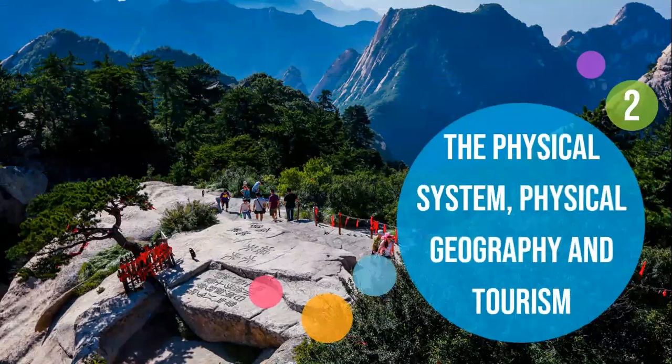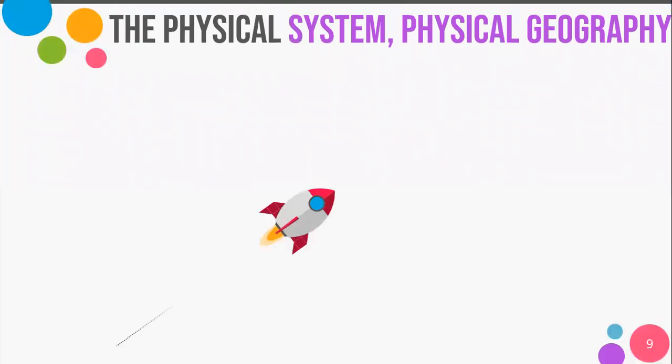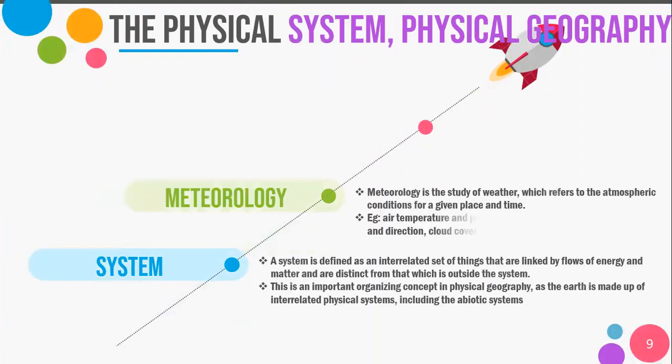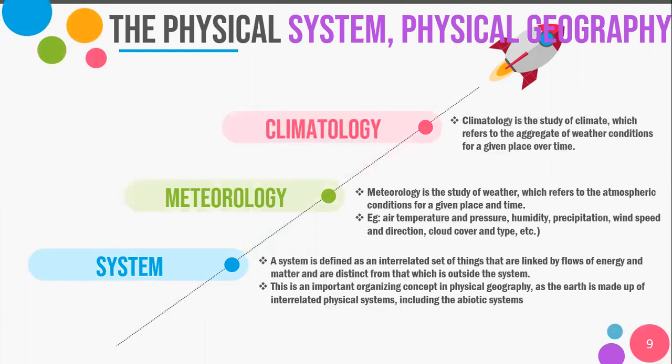So number two, we will talk about a new subtopic, that is the physical system, physical geography, and also tourism. There are three important terms that you have to know in this subtopic. First is system itself. Number two is meteorology, and last but not least is climatology. So system is very easy.